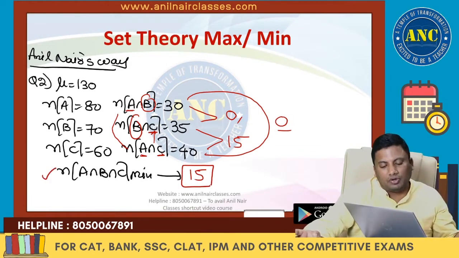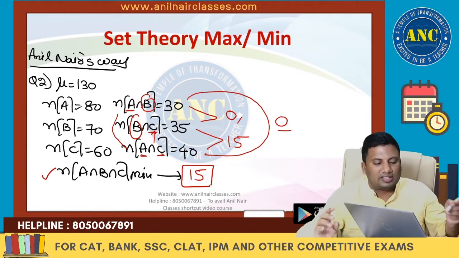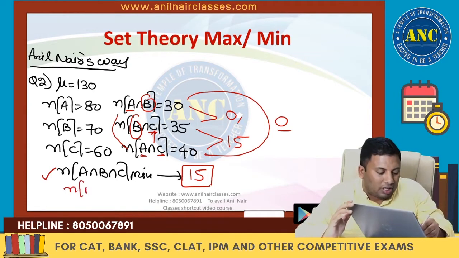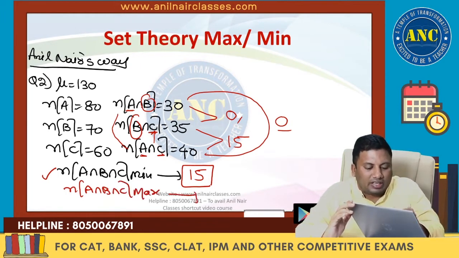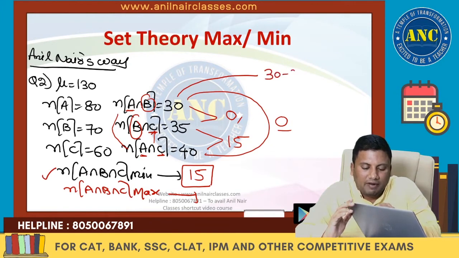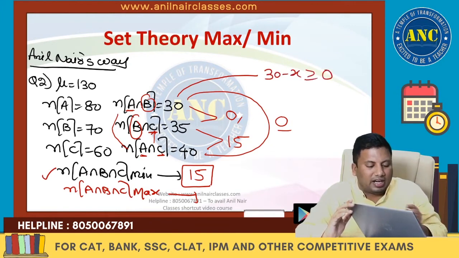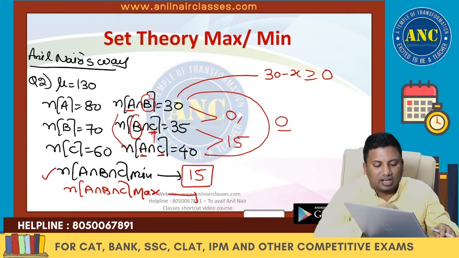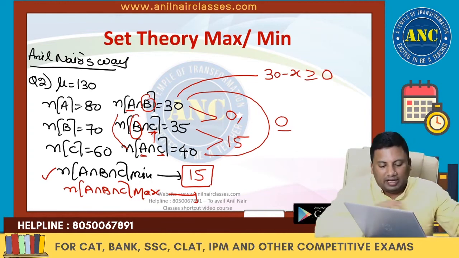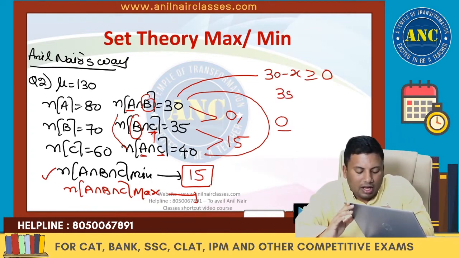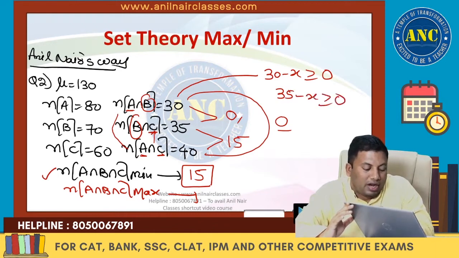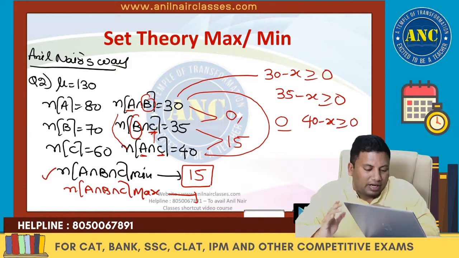Straightforward, without using the Venn diagram, you got this answer. Suppose I want A intersection B intersection C maximum. If I want maximum, 30 means do the complement: 30 minus x greater than or equal to 0. This is 35 minus x greater than or equal to 0. These are 40 minus x greater than or equal to 0.